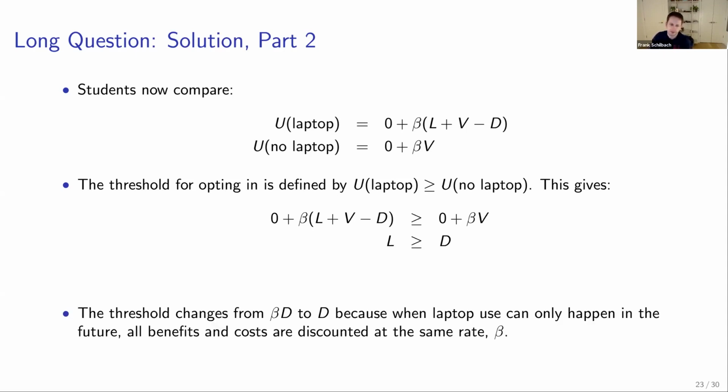Now, why does the threshold change from beta times D to D? Well, because when laptop use can only happen in the future, all benefits and costs are discounted at the same rate, and that rate is beta.